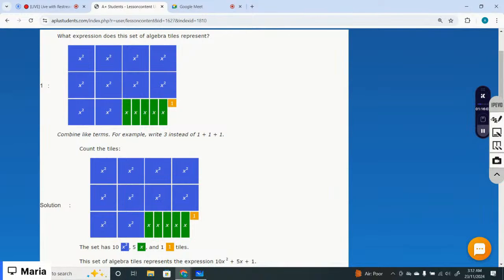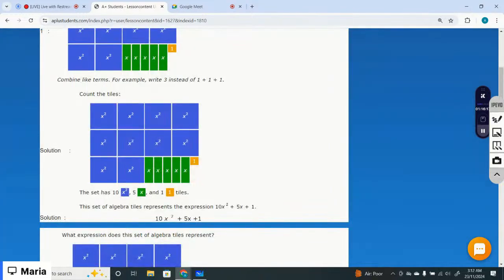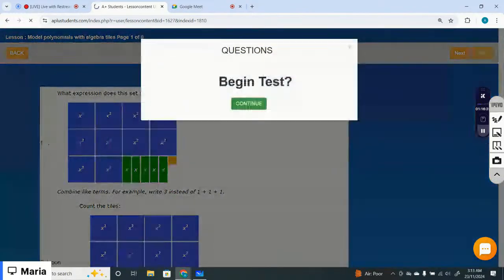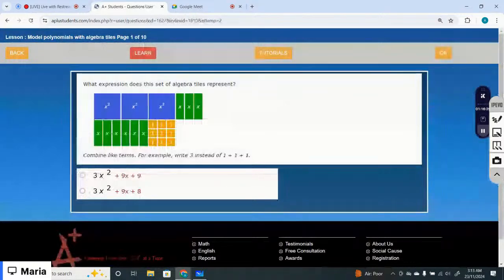So you can write it as 10x square plus 5x plus 1. The correct option is 10x square plus 5x plus 1. Got it? Let's just start with the test questions. What expression does the set of algebra tiles represent? So which is the correct option?